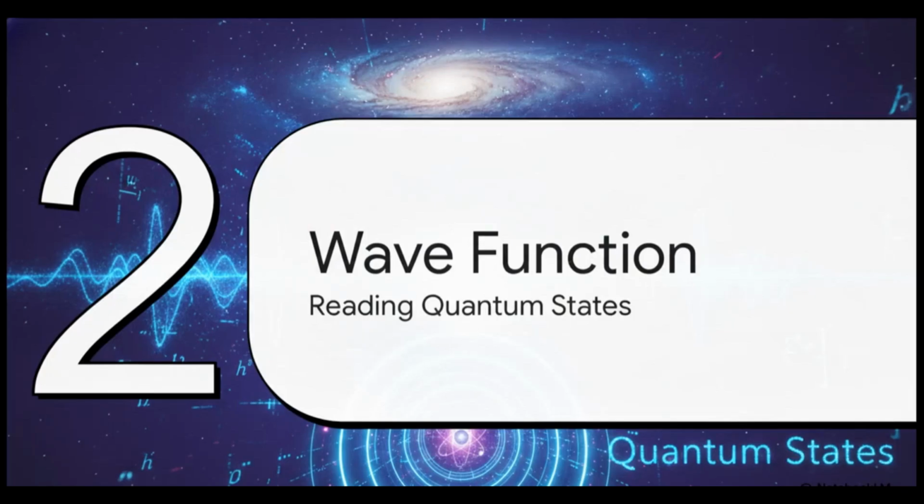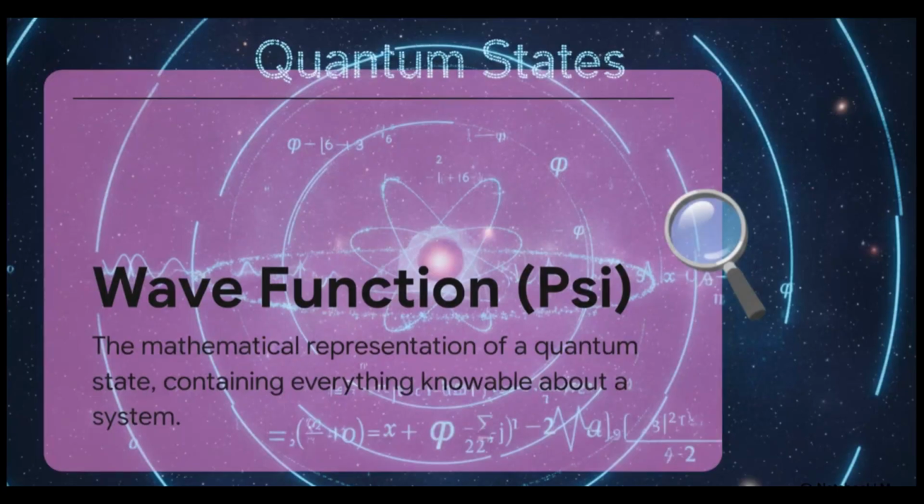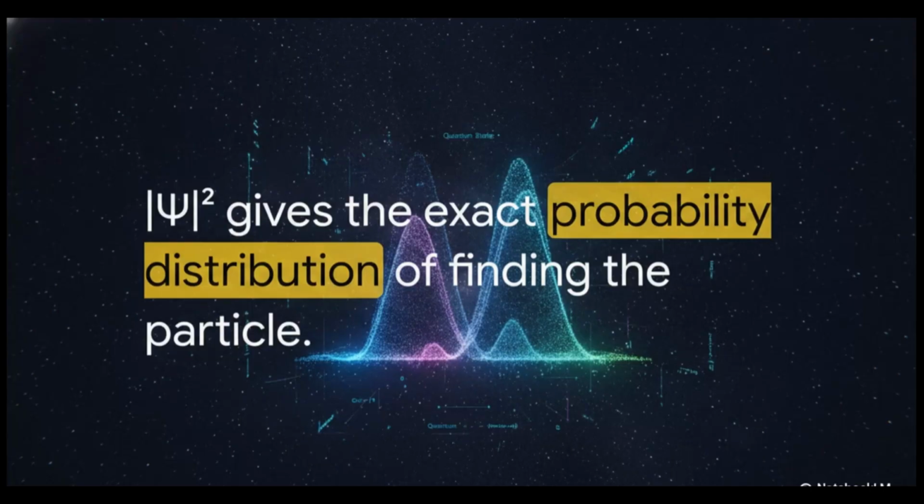Part 2. Reading the wave function. Now, how do physicists actually read this manual? Well, in quantum mechanics, a quantum state is mathematically represented by something called the wave function, which is written as the Greek letter psi. This wave function contains absolutely everything knowable about a given system. And you've probably heard of the famous Schrödinger equation, right? Well, when physicists use that equation, what they're actually doing is calculating exactly how this quantum state, this wave function, evolves over time.